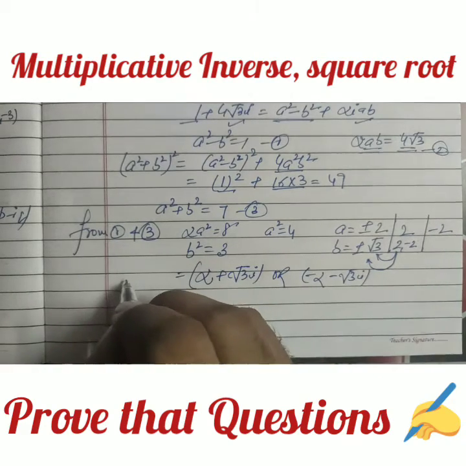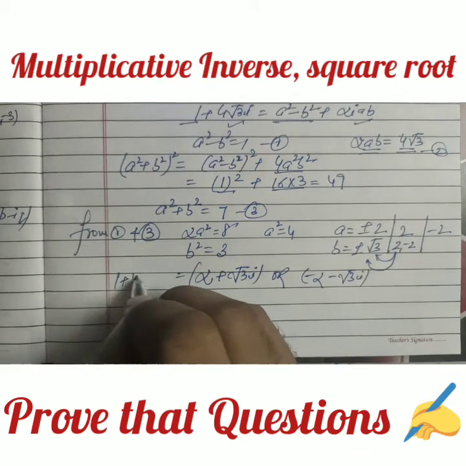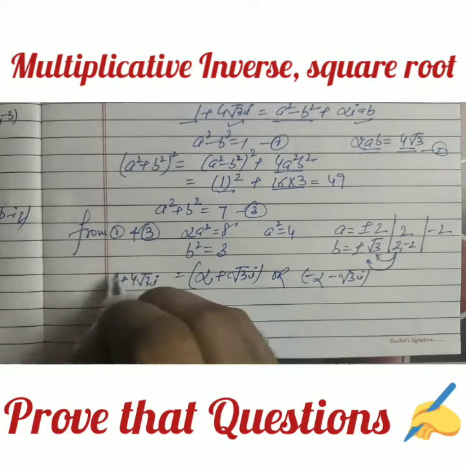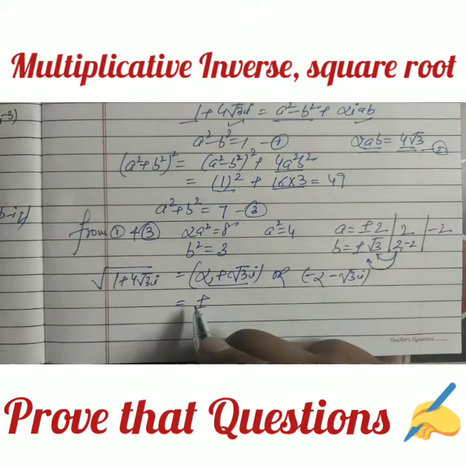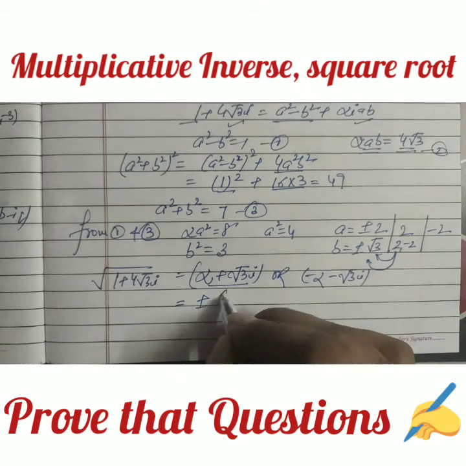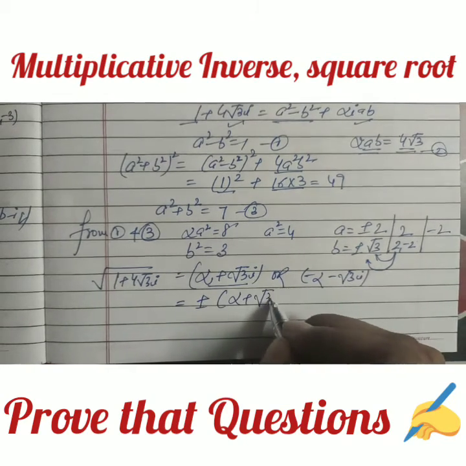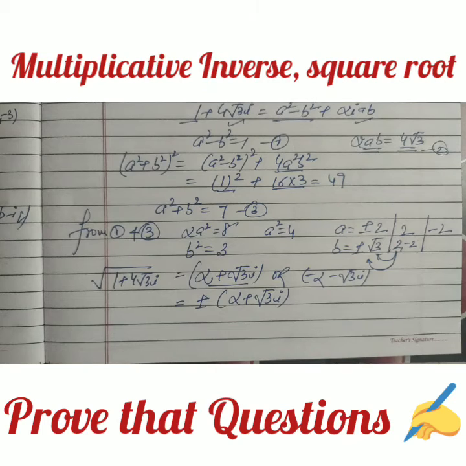So the square root of the given value 1 plus 4 square root 3 iota can be written as plus minus of this term. Positive gives us one answer, negative gives the second answer. Like this we can find the square root of a complex number, which is again a complex number. Thank you.